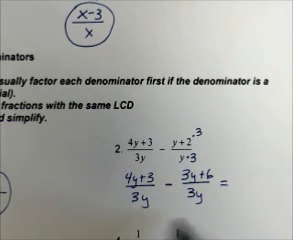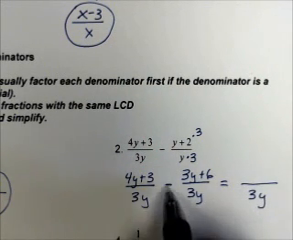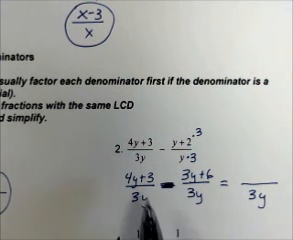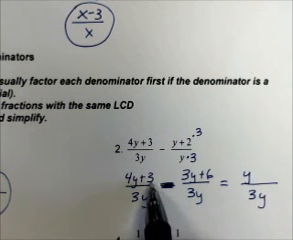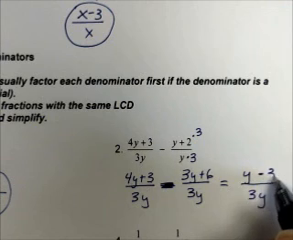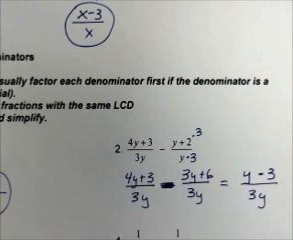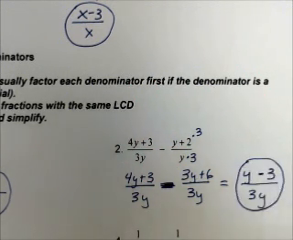We have the same denominators now, so copy the denominator. And again, this is subtraction, so I want to subtract. 4y subtract 3y is y, and 3 subtract 6 is negative 3, or minus 3. So we have y minus 3 divided by 3y. This cannot be simplified, so that is our final answer.